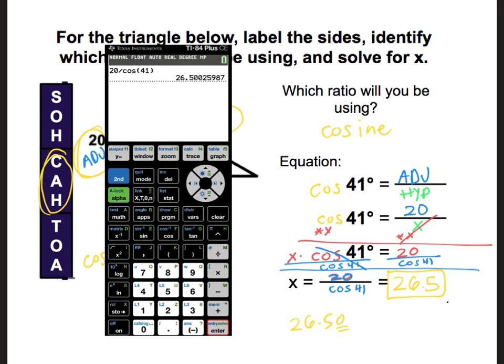All right, and that finishes up our examples on how to find missing side lengths.